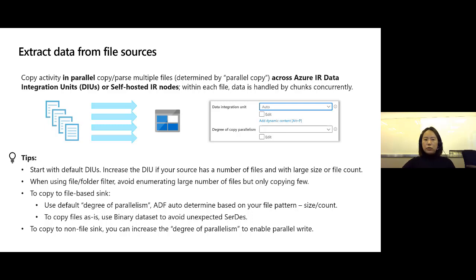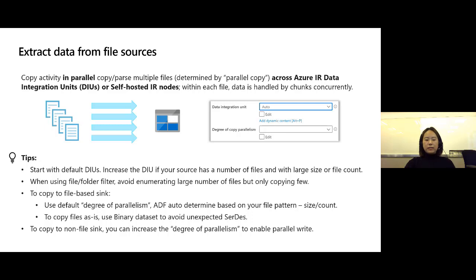Also, to load from files, we support multiple ways to identify the files, like pointing to a static path or file name, or even a wildcard filter, etc. Pay attention that you had better point to the exact files to copy instead of filter-enumerating a large number of files. And to copy to a file sink, you can usually just use the default parallelism and let ADF smartly determine that. Usually it can give you pretty good performance already.